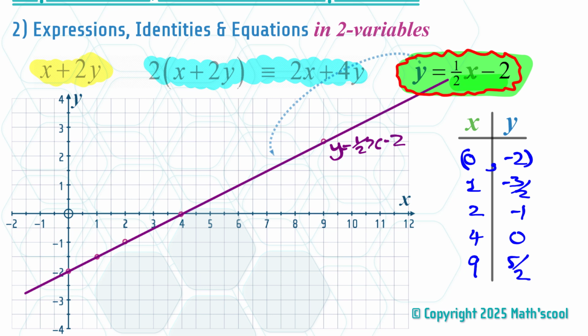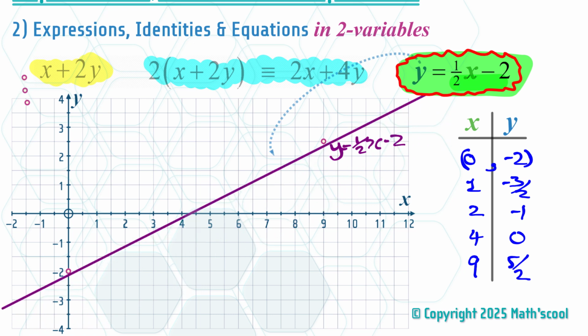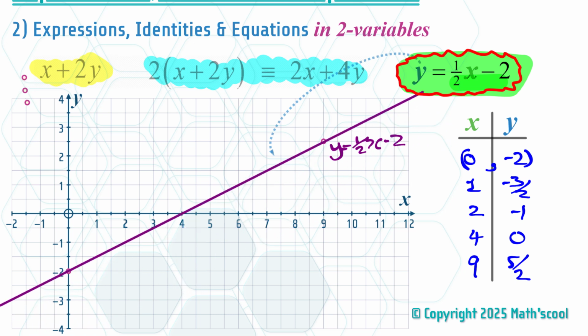I overdid it. I did way too many points to draw that line. You only really need 2 points to draw the line. Once you've got the 2 points, you can just connect them together. So for instance, if I were to get rid of that, and that, and that, and just have the 2 points that I started with, I would still get the same line going through those 2 points. It'd be exactly the same line.